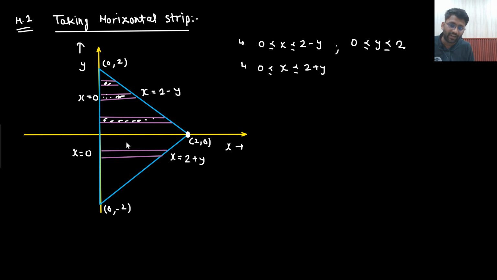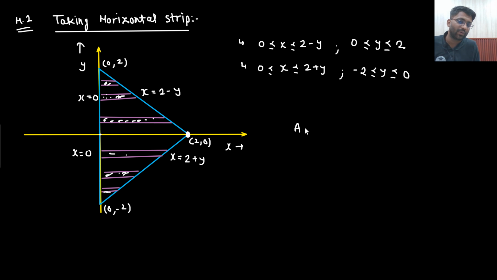And when I move the strip in this region, where does my y go? In this region if I move my strip, my y goes from 0 to minus 2, or I will write minus 2 to 0. Why is that so? Because I always need to write from lower limit to higher limit. So the scenario is: y goes from minus 2 to 0 while x goes from 0 to 2 plus y, then y goes from 0 to 2 and x goes from 0 to 2 minus y.